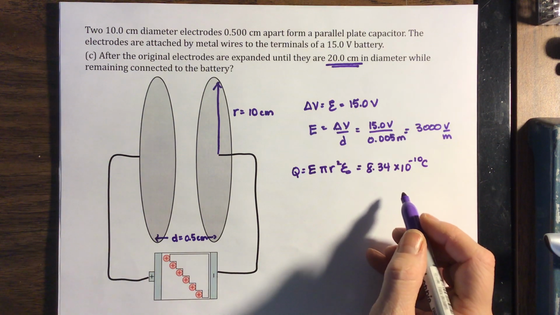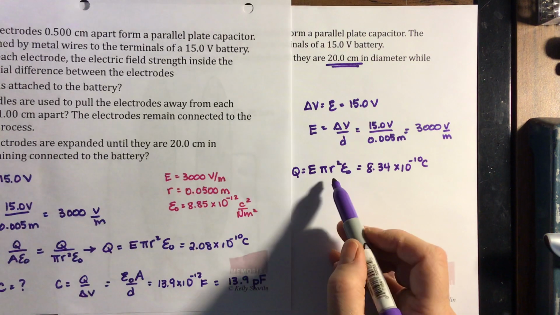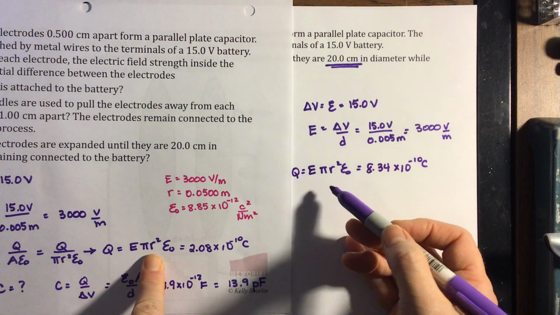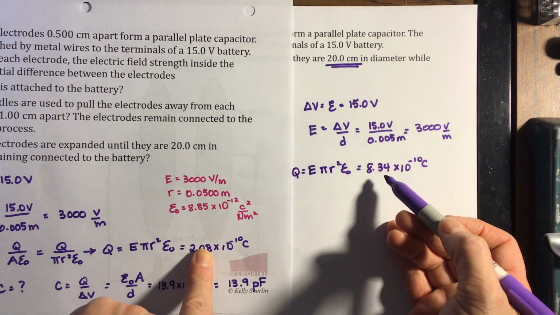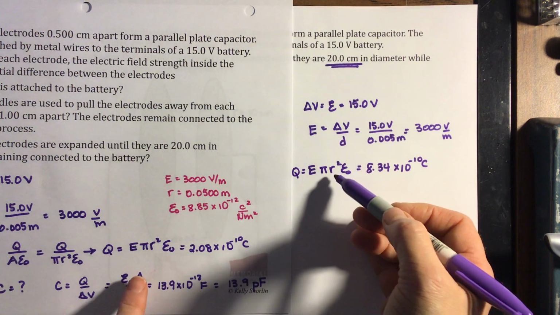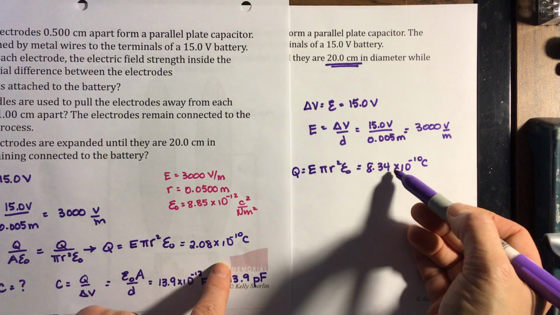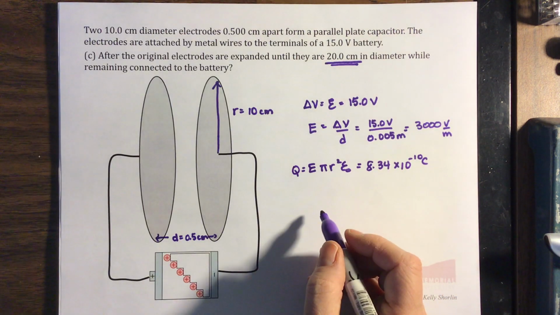Now if we look at the charge, we've doubled our radius and we've increased our charge by a factor of 4. Okay, so when you double the radius, because of the squared sign here, you increase your charge by 4.